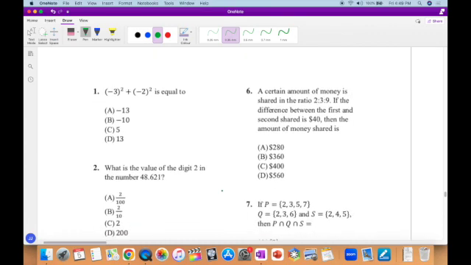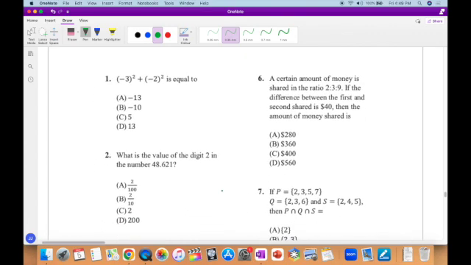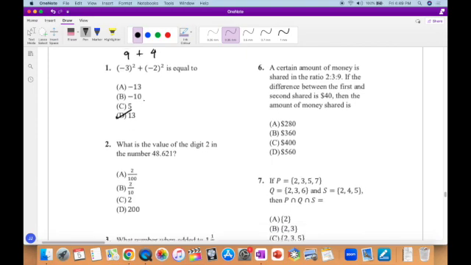Guys, so we have June 2022, paper 1 here, and let's get it going. From the very first question here, we see (-3) squared plus (-2) squared. 3 3s are 9, plus 2 2s are 4, 9, 10, 11, 12, 13. The answer is positive 13. And remember, for paper 1, no calculators are allowed.